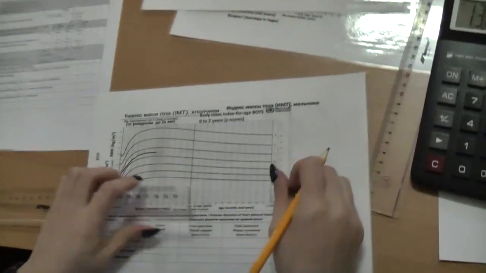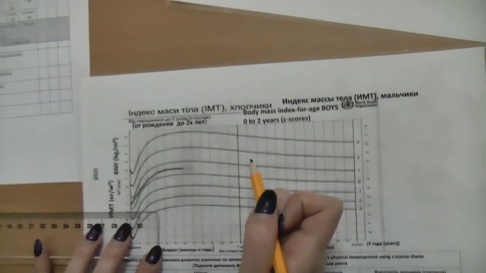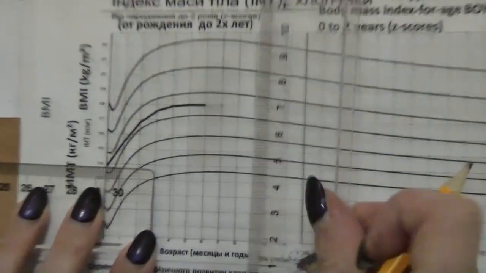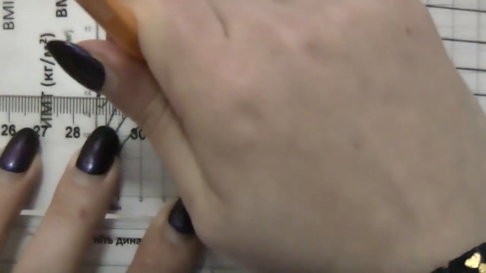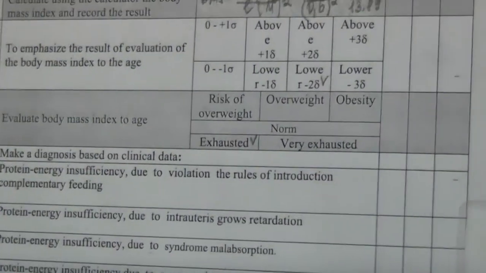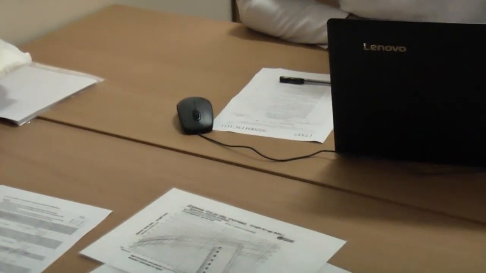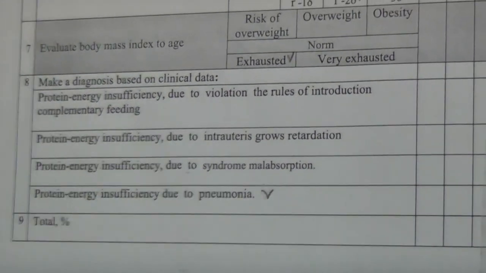Body mass index for boys. I use the result of body mass index. I take the ruler. I take another ruler and find 4 months age of this baby and put the point. This point is below minus 2 sigma deviation and it is exhausted. So, on the basis of the obtained result of assessment of physical development of this baby, I conclude that it is protein energy insufficiency due to pneumonia. Finish the task and move to the next station.